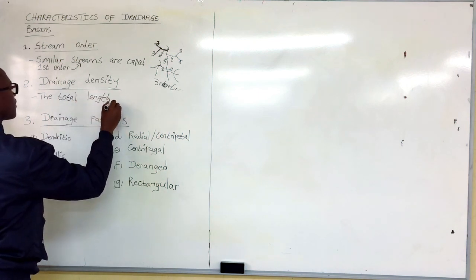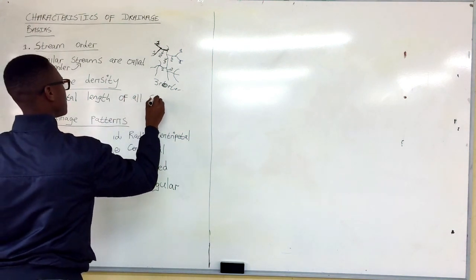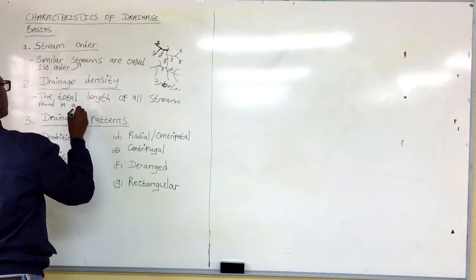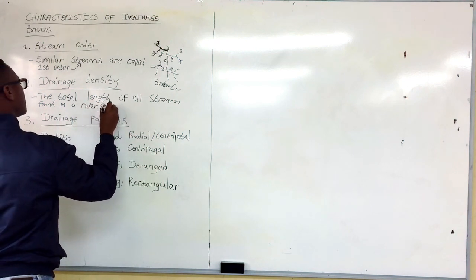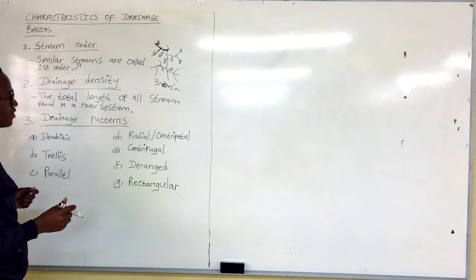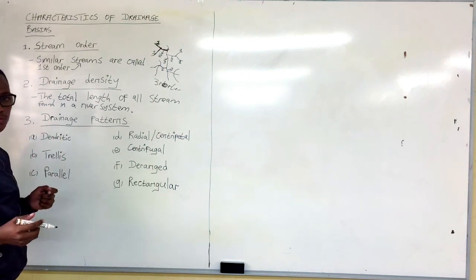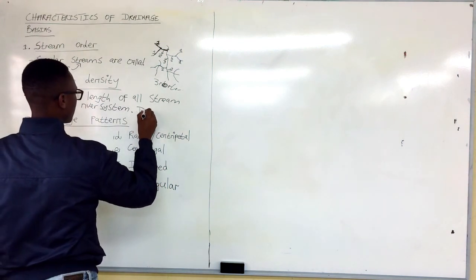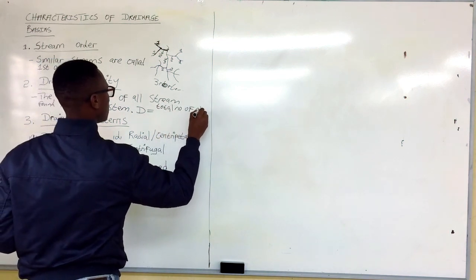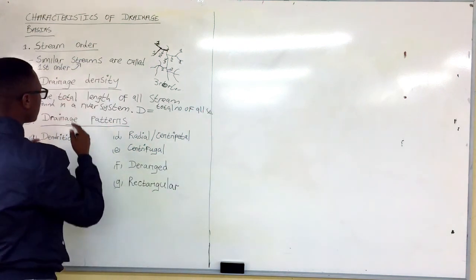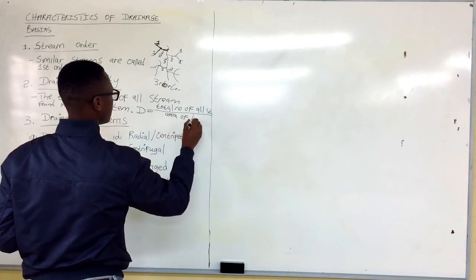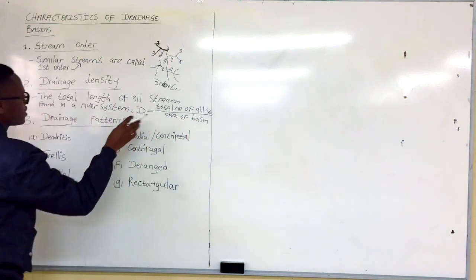So drainage density is the total length of all streams found in a river system or in a drainage basin. So we call it drainage density. If you want to calculate drainage density, you use this formula. Drainage density is equal to the total length of all the streams that are found in a drainage basin divided by the area of that drainage basin, and then we're going to find our drainage density.